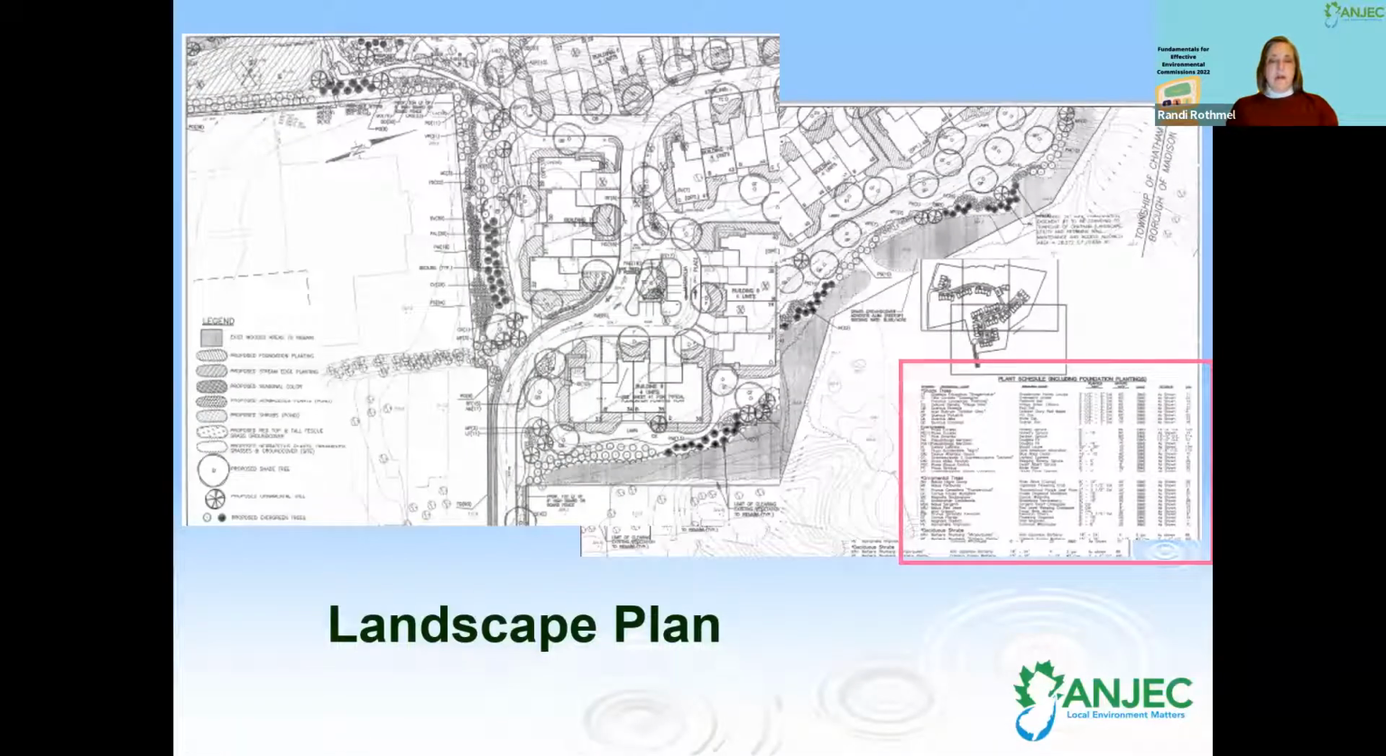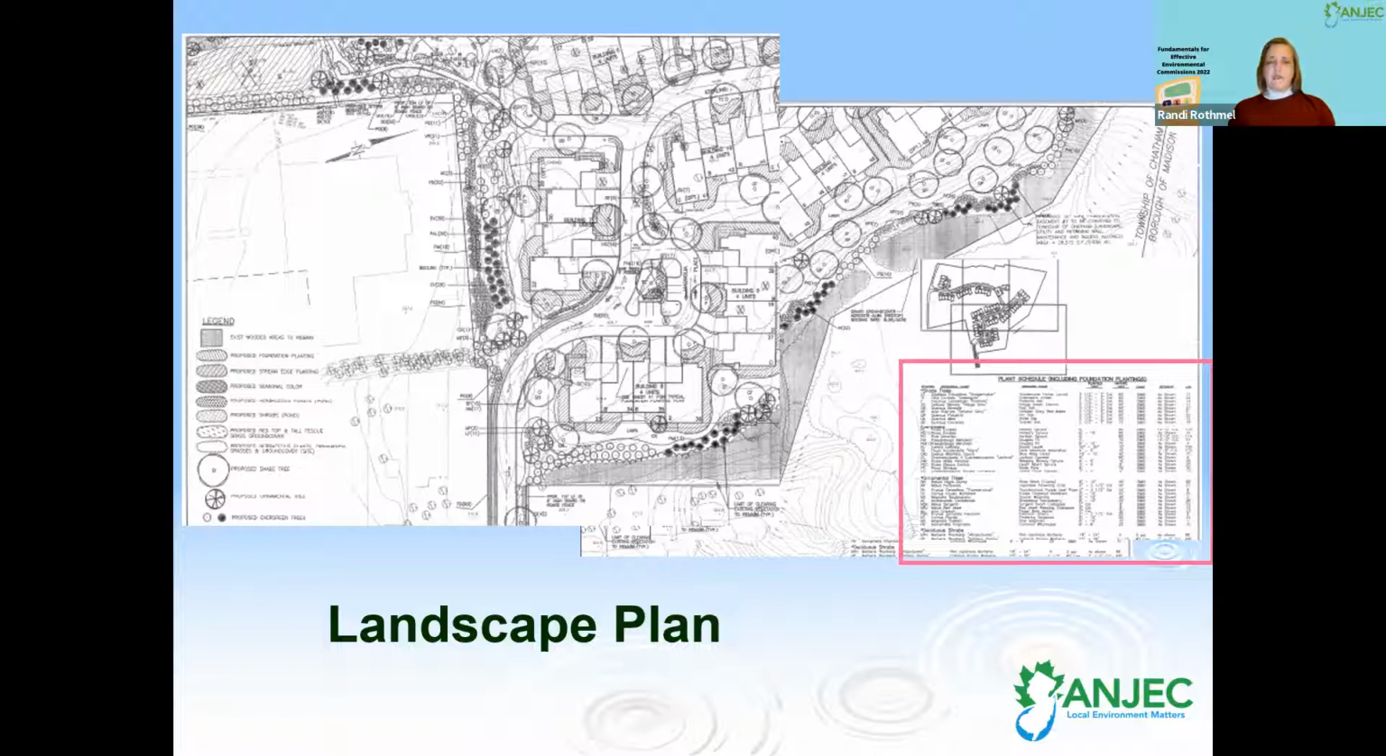Another piece of the site plan is a landscape plan. This is probably one of the easier parts of the site plan for an environmental commission to review. It includes where trees are going to be planted, or shrubbery. In this red box here is the listing of all the trees that are going to be planted. So you want to look at that to determine if those trees are native, whether there are any invasives, and where on the site they are being planted.